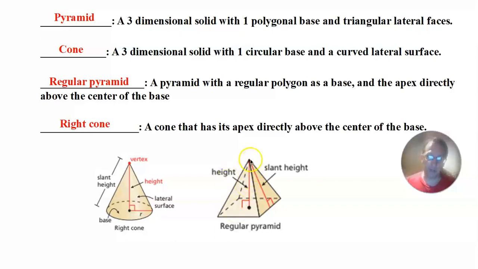That's going to be straight down from the cone or the pyramid. The height is going to be straight down from the apex, perpendicular to the base. That's the height. And then here we have the slant height on the outside. All right.